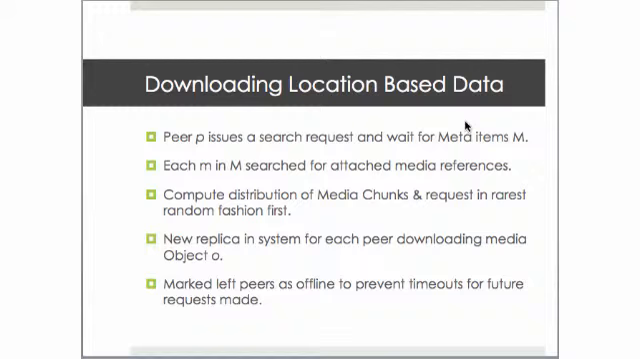In this section, we study how we can download a media object from the GeoSwarm. So peer P issues a search request and waits for the meta item M. For each M which is returned in the list of meta items, we look for the attached media references. We compute a distribution of the media chunks required to get hold of the entire media object. And we request these media chunks in the rarest random first fashion.